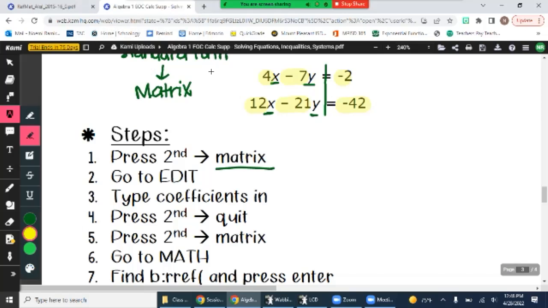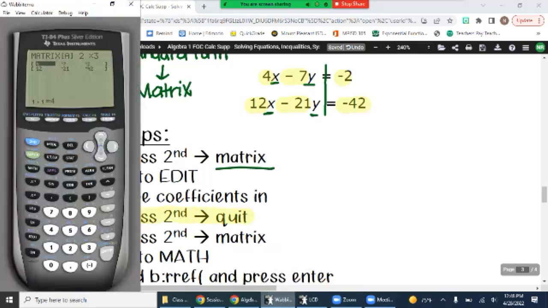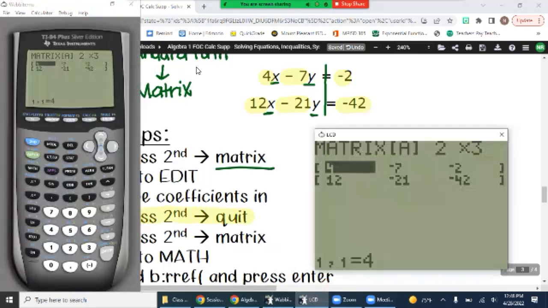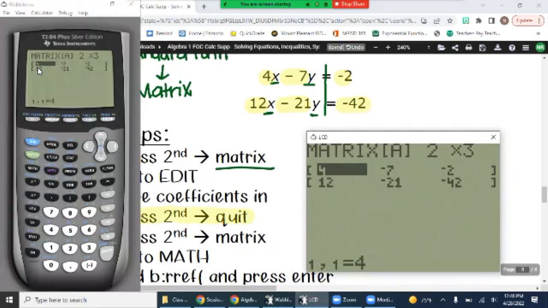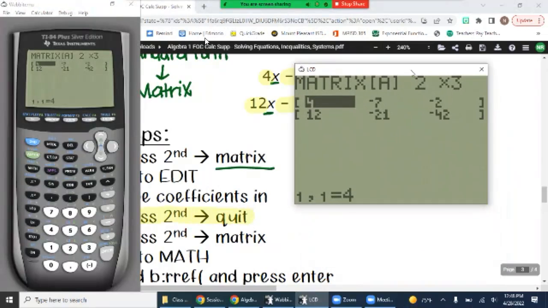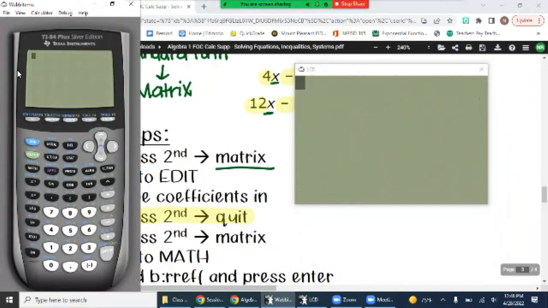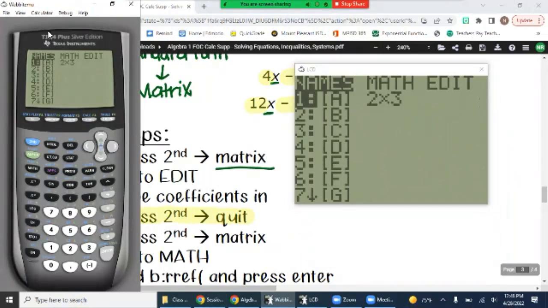Now, go ahead and take the time to highlight step 4 if you're already done putting your numbers in. This is the most missed step. Most people, if you get it wrong or if you can't remember how to finish up matrix, it's because you're forgetting to press second quit. So second quit. From there, go back into matrix. We already went to edit.